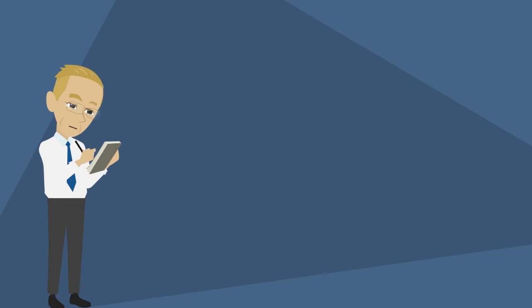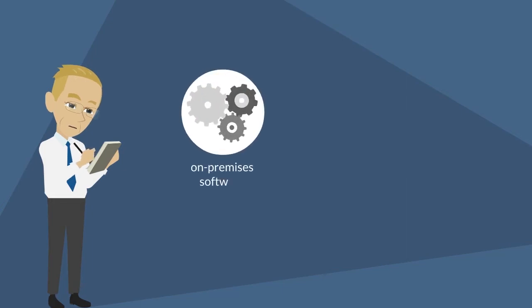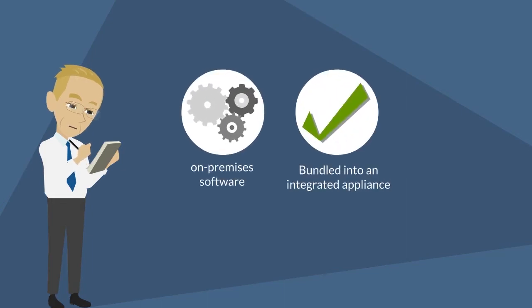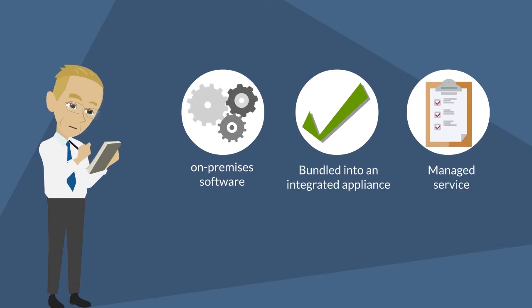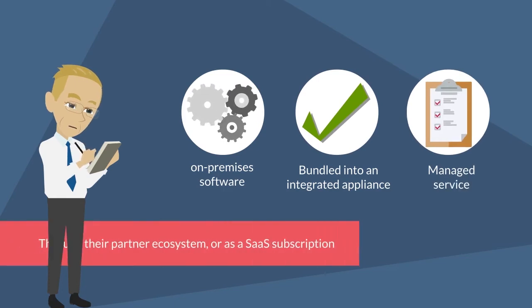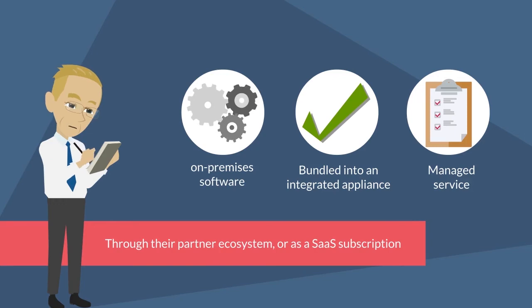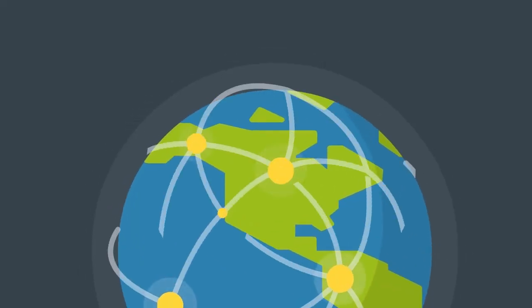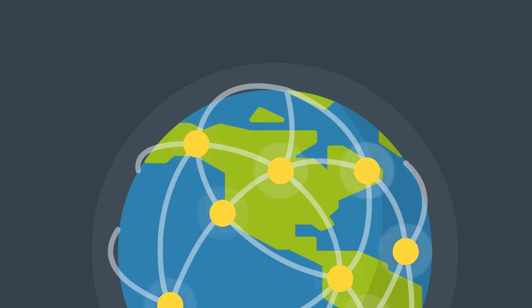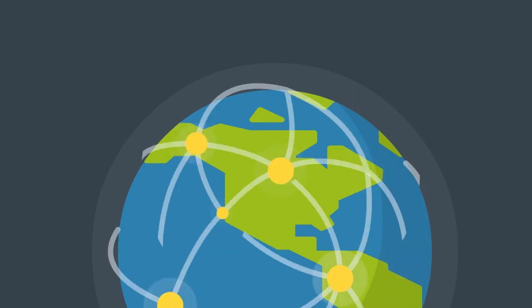Commvault offers its portfolio through a flexible delivery model where these services can be delivered as on-premises software, bundled into an integrated appliance, as a managed service through their partner ecosystem, or as an SaaS subscription. A unified control plane spans legacy, cloud, cloud-native, and SaaS workloads across multiple locations.